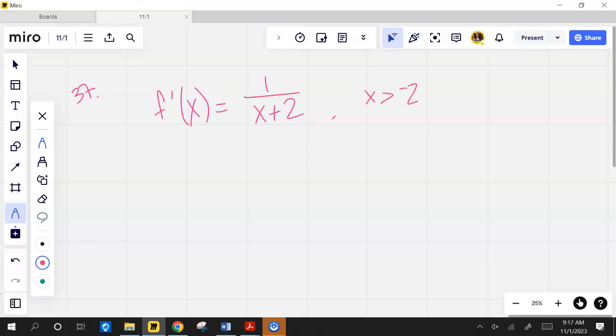I have a little domain restriction here, but that's just because of my denominator and the function that I'm going to get. Let's say that it passes through the point negative 1, 3. Again, this is number 37 on your homework. Find the function with the given derivative that passes through the point P. See if anybody gets this. Look at it and see.